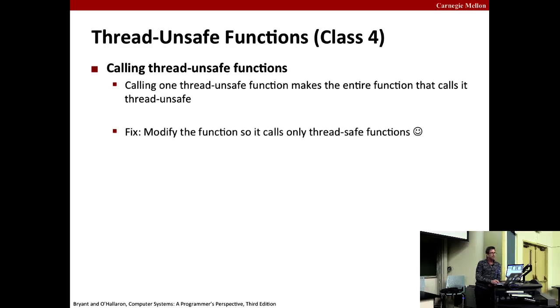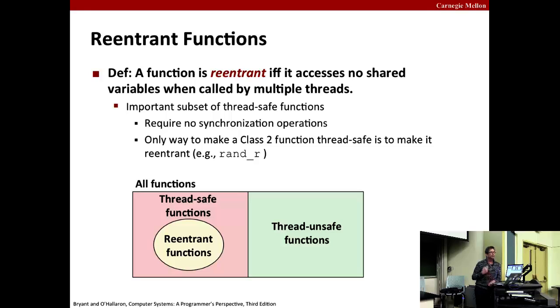Now, there's a very interesting and important subclass of thread safe functions called reentrant functions. So a function is reentrant if it contains no accesses to shared variables. Okay, so if every variable that it accesses is declared as a local variable and stored on the stack for that function, that's called a reentrant function.